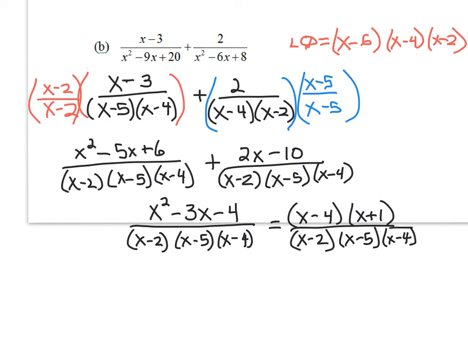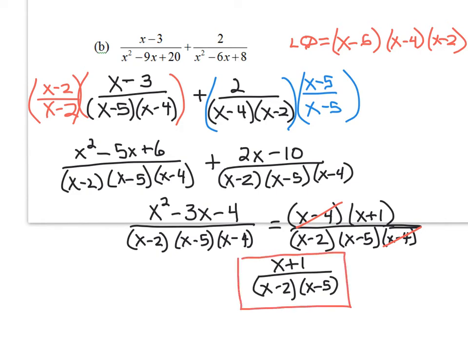Now remember back to all of the work that we've done with rational expressions. When we have like factors in the numerator and denominator, we can cancel them because we can divide both the numerator and the denominator by x minus 4. And my final answer is going to be x plus 1 over x minus 2 times x minus 5. And likewise, you can leave your answer just like that, or you can multiply that denominator back out again using double distribution. Now we're going to head to some subtraction problems and see how that's going to be slightly different.